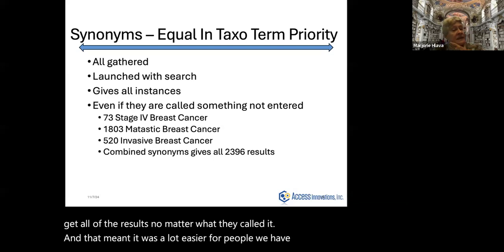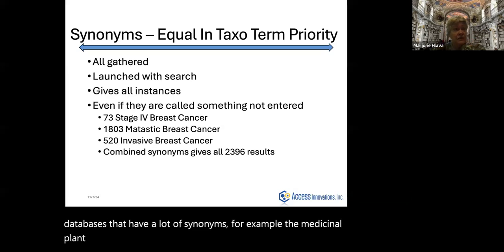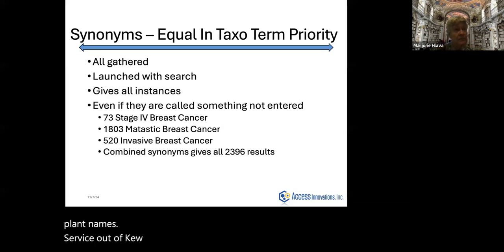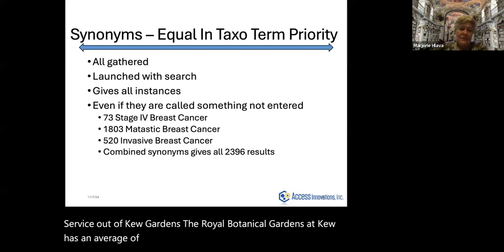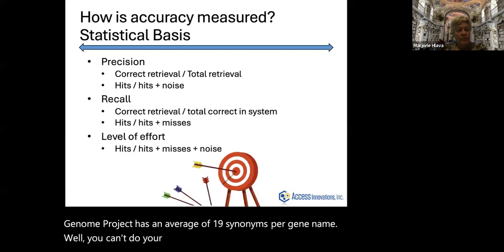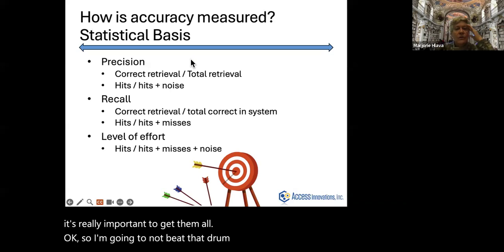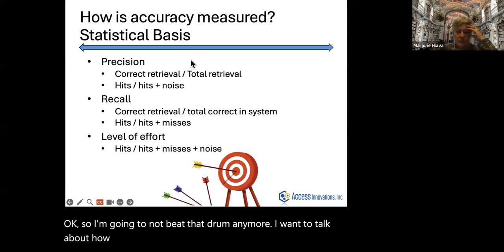We have other databases that have a lot of synonyms. For example, the Medicinal Plant Names Service out of Kew Gardens. The Royal Botanic Gardens at Kew has an average of 16.7 synonyms per plant name. And the Human Genome Project has an average of 19 synonyms per gene name. Well, you can't do your research if you don't get them all. And so it's really important to get them all. Okay, so I'm going to not beat that drum anymore. I want to talk about how accuracy is measured.